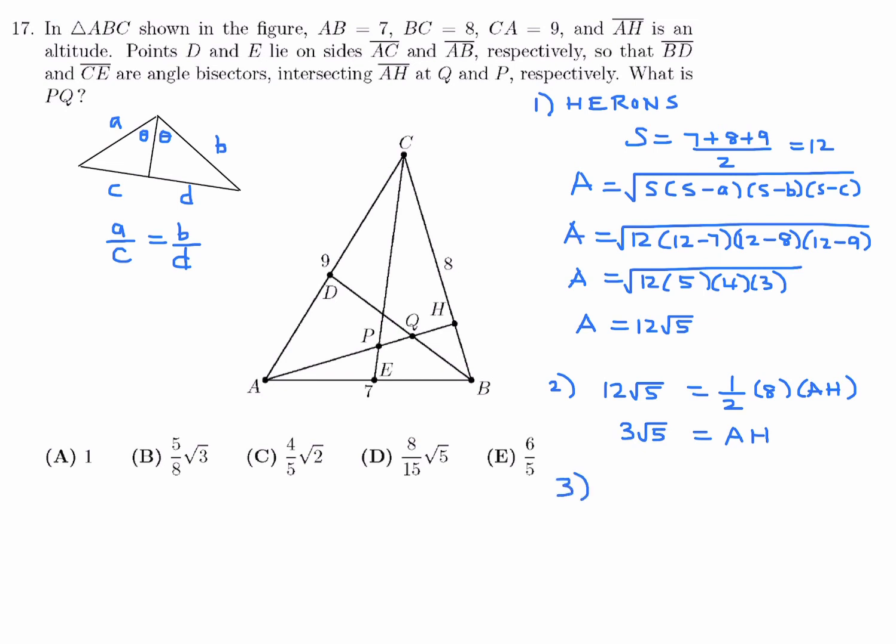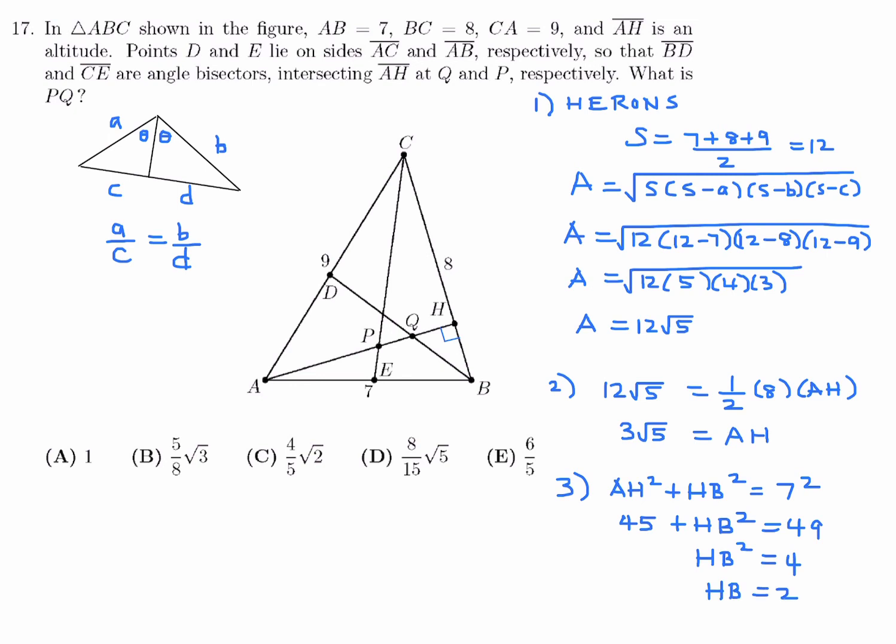Number 3. That is an altitude, right? So that means this is a right angle. So you can use Pythagoras to figure out this distance right here, HB. So AH squared plus HB squared is equal to AB squared, which is 7 squared. AH squared is 3 root 5 squared, so that's going to be 9 times 5, which is 45. And then we have HB squared, and that's 49. So therefore HB squared is 4, and therefore HB is 2.